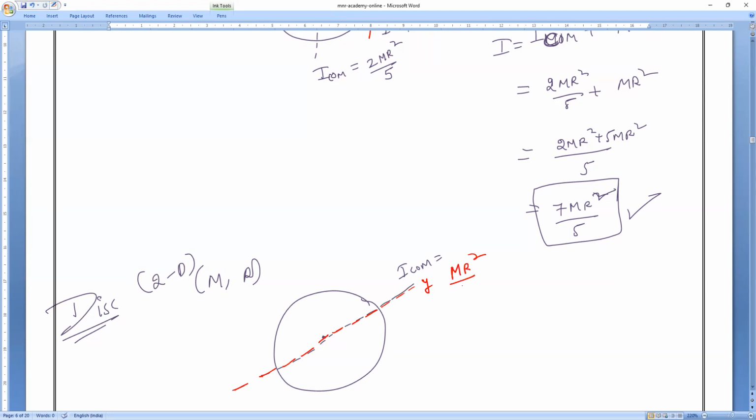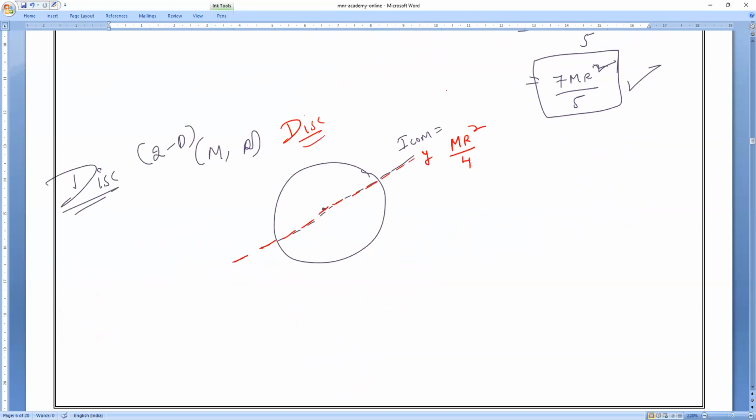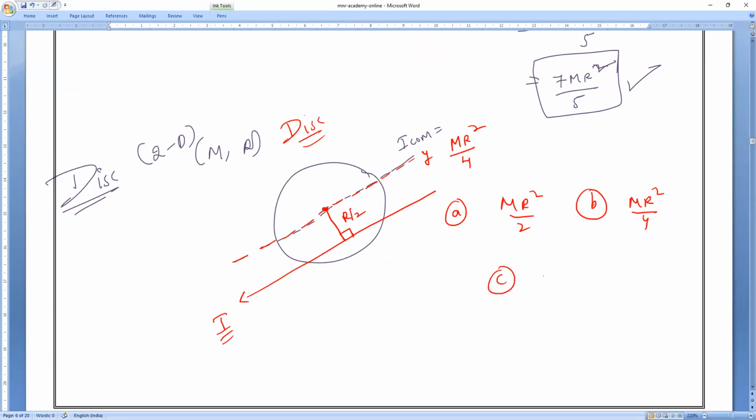So what will happen? mr square by 2 or mr square by 4 for the disk, guys? mr square by 4. Okay. Now parallel, somewhere here the axis of rotation is passing. We want to find I, having a distance of not r, it is actually r by 2. Option A, mr square by 2. Option B, mr square by 4. Option C, 3 by 2 mr square. Option D, mr square. Anybody? Answer please.